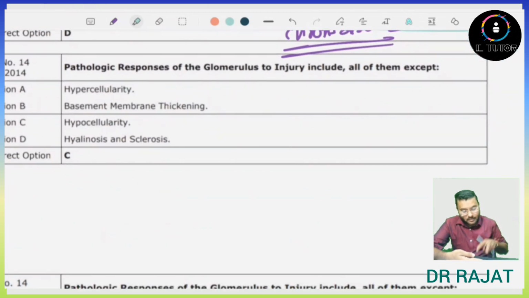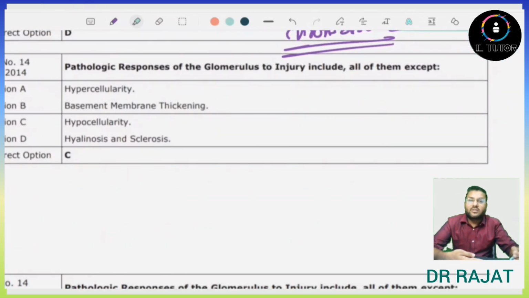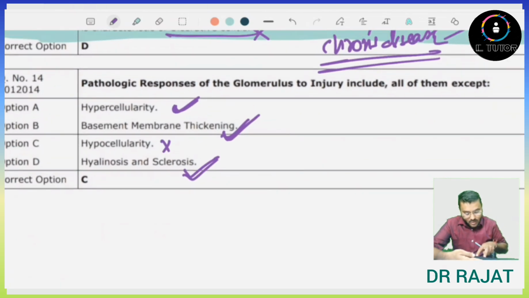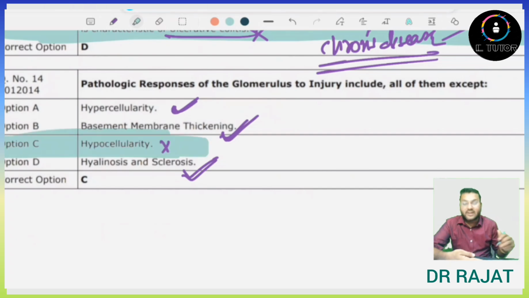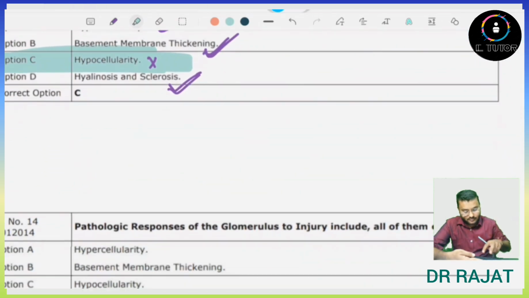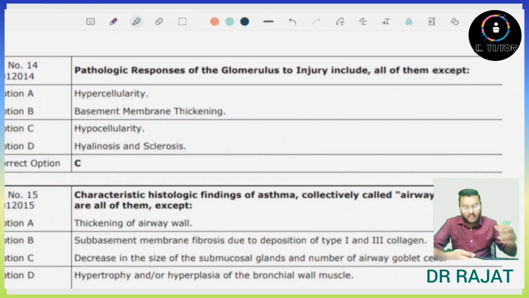Next question is pathologic response of glomerulus to injury. Include all of them except. So hypercellularity, this is true. Basement membrane thickening, of course, this is true. And hypocellularity, no. Hypercellularity will be seen in response to the injury. And hyalinosis and sclerosis can occur. This is also true. So answer here will be option number C, that hypocellularity is not seen. Pathologic response, so we have already done this question.